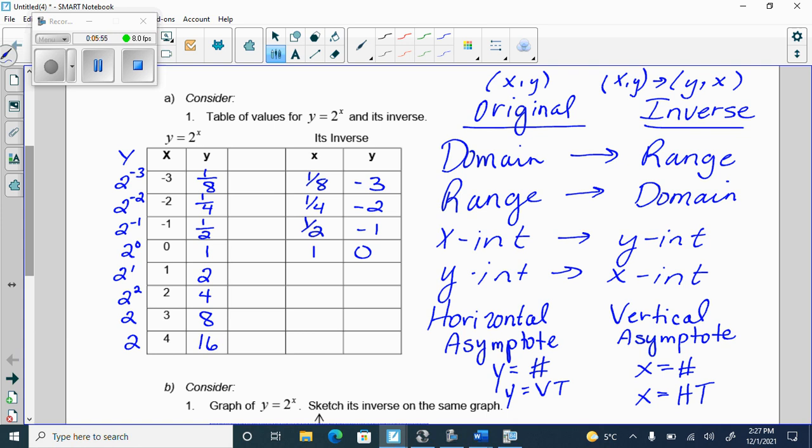Do you see? Here my x is 0 and my y is 1, so this is a y-intercept. It now became an x-intercept. The x and y swapped. This becomes 2, 1, 4, 2, 8, 3, 16, 4. The coordinates just switch.